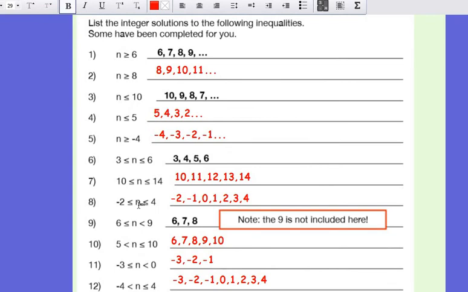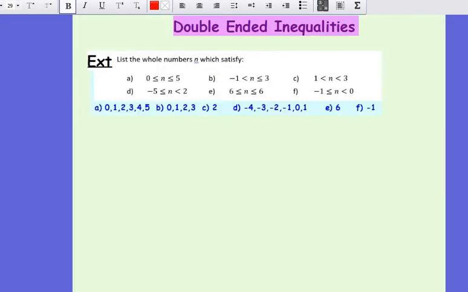And these are the answers. Please check your work and see how you did. If you tried my extension questions, these are the answers I was looking for. Please check how you did. Well done if you got those right.